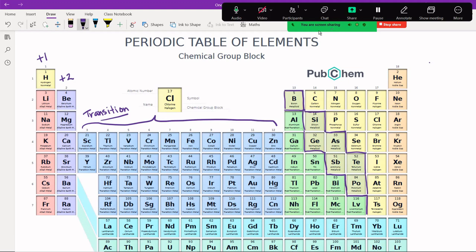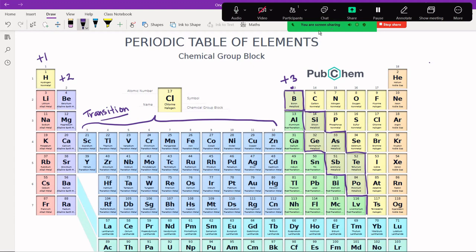If we keep moving to the right, everything in column 13 has a +3 charge: boron, aluminum, gallium, indium, thallium, and niobium. All of these have a +3 charge, although you probably won't really see too much lower than gallium when you're looking at ionic compounds, because things get a little bit more complex the lower you go in the periodic table, because there's a lot more electrons and things that can happen.